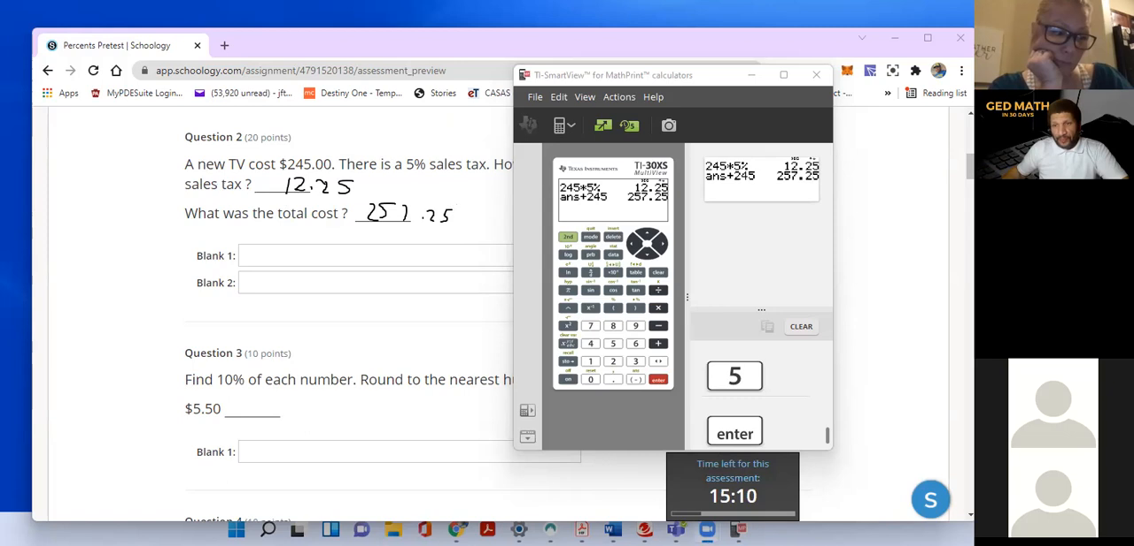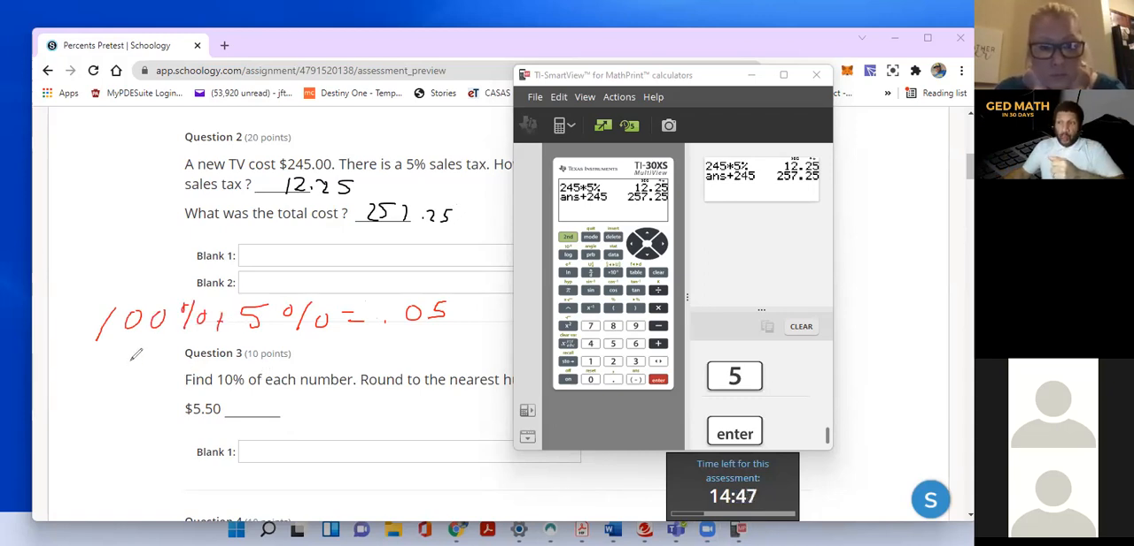Now, let me show you something. And this is a small trick that I want you to understand. First of all, identify the percent, which is 5%, correct? Understand that 5% is 0.05. Okay, so 5% is the same as 0.05. Well, if it's added on to the full price, 100% plus 5% is 1 plus 0.05.